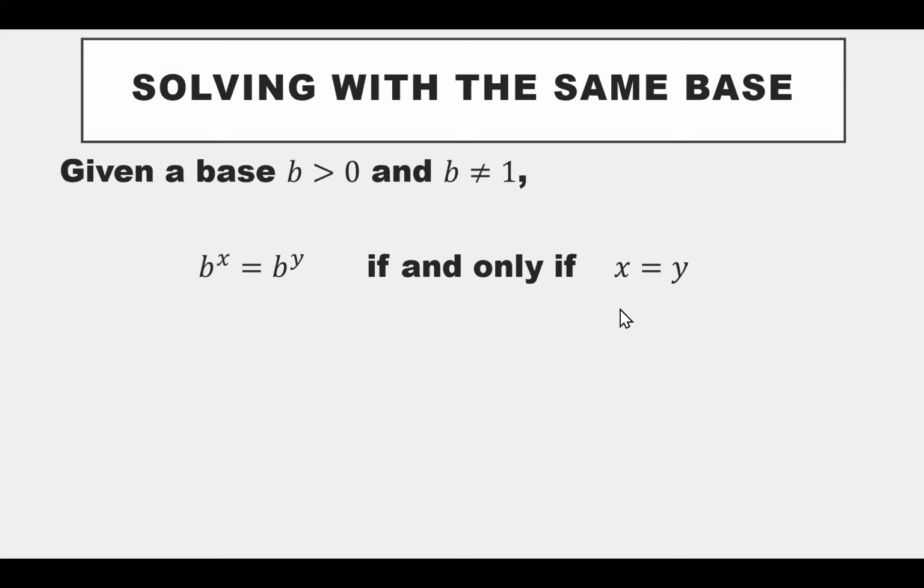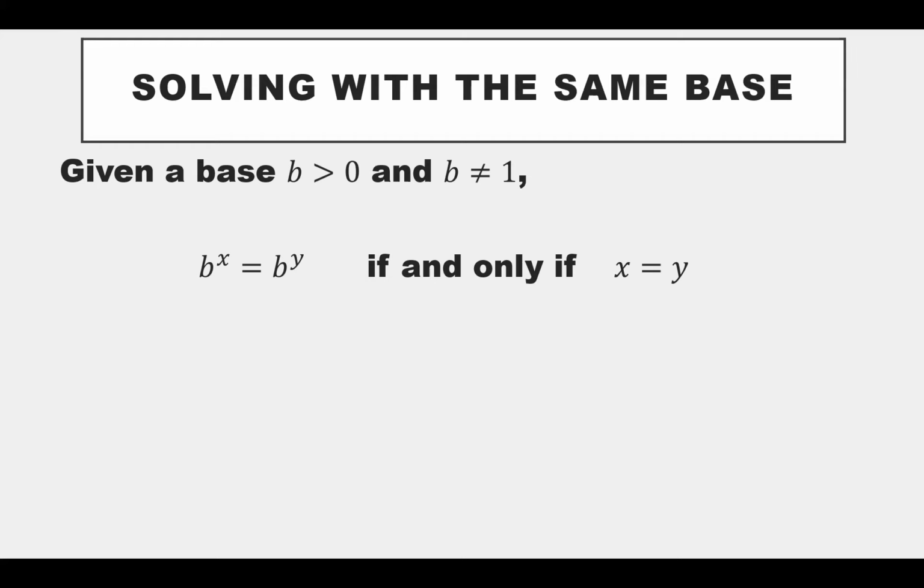If x is equal to y, then b raised to the x power is equal to b raised to the y power. This phrase, if and only if, means both ways work. If this one is true, then this one is. So if the first is true, then the second is. If the second is true, then the first is as well.